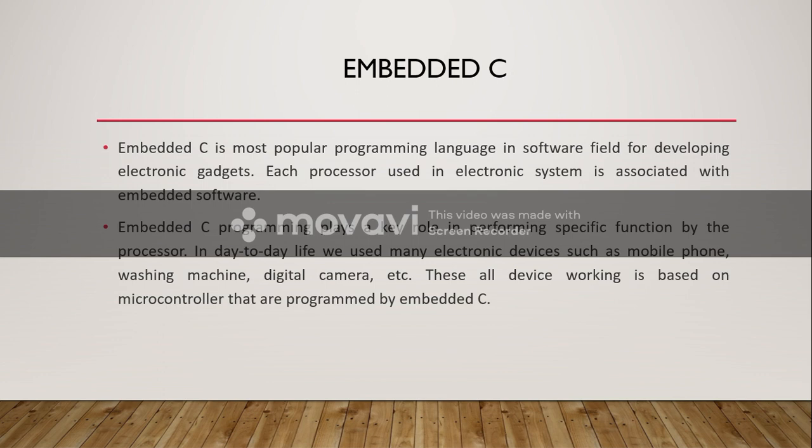So if one has to master embedded C, the path goes through C. One has to first learn the C language, and with the help of the C language they can very easily learn embedded C language. So these are the two languages which we use to write the code in this project.